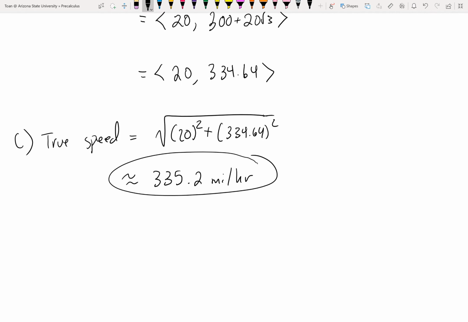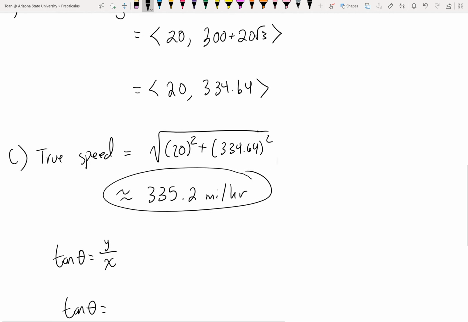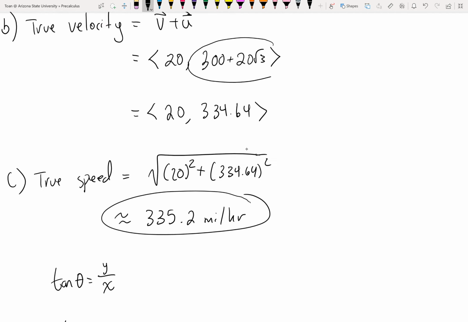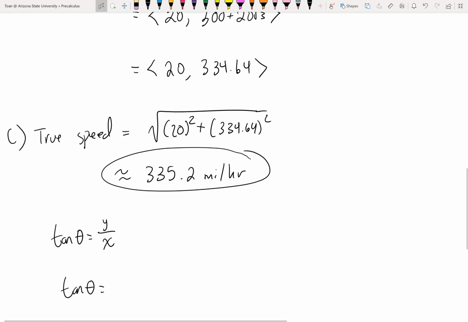Now for the direction, it's the same formula as yesterday. Tangent of theta is y over x. So in this case, I'm going to go ahead and use the exact version, just to make things as accurate as possible, instead of the decimal approximation. If you use the decimal approximation, you're just going to be off a little bit. So y over x.